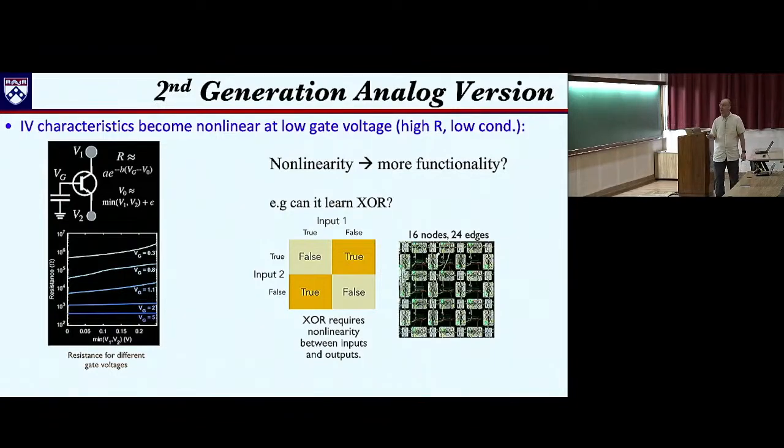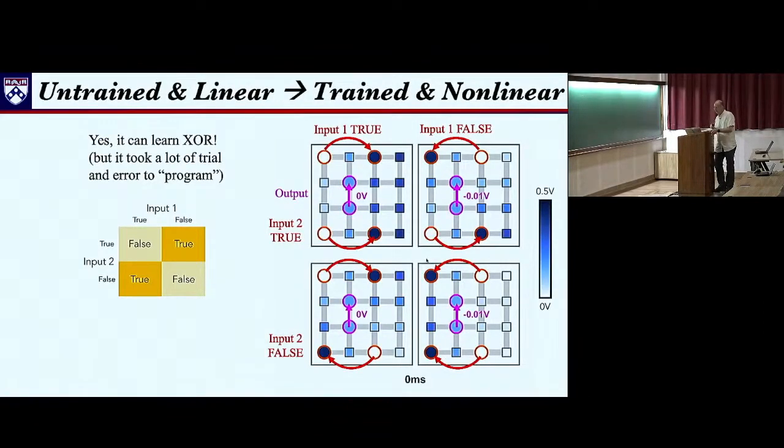For example, maybe we can calculate the XOR function. We couldn't do it before because, well, the truth table, assigning these zeros and ones and voltages, for example, to the inputs, the answer is not a linear combination. The outputs are not a linear combination of the inputs. It's not like doing the regression tests. You just can't do this with the linear case. Maybe we can do it now. And indeed you can. Indeed you can.